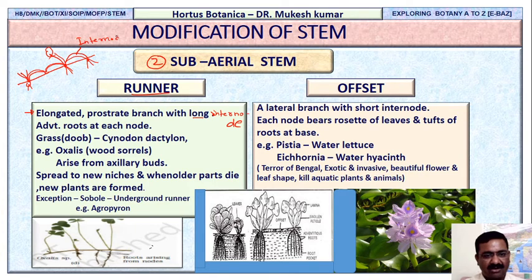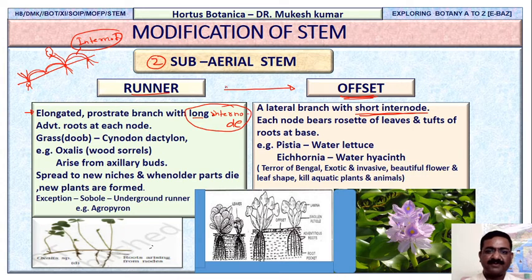This is long with respect to the offset. That's why here you see a short internode, and here it is a long internode. So it's the differentiating character. Always note the differentiating character between offset and runner. It will help in solving your objective questions for your NEET examination.